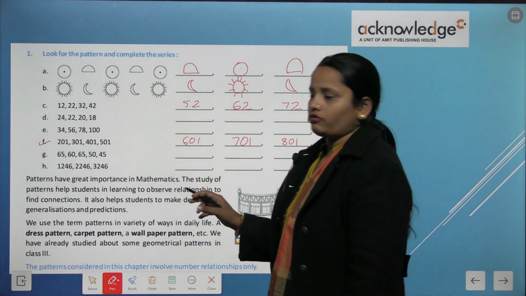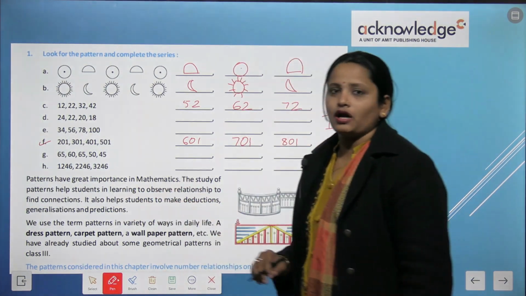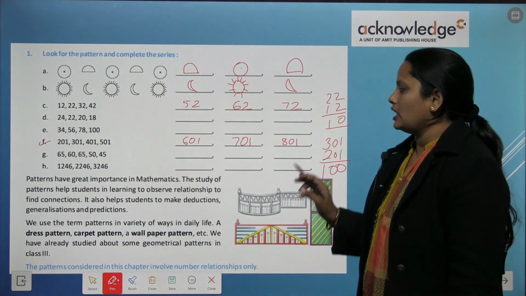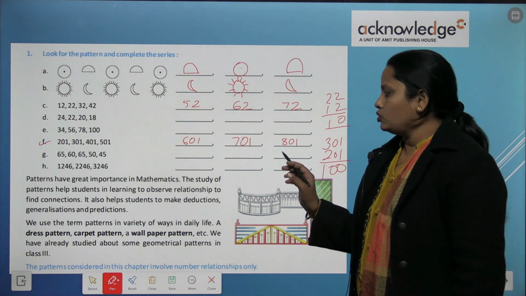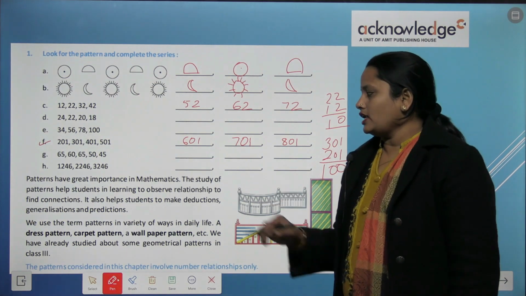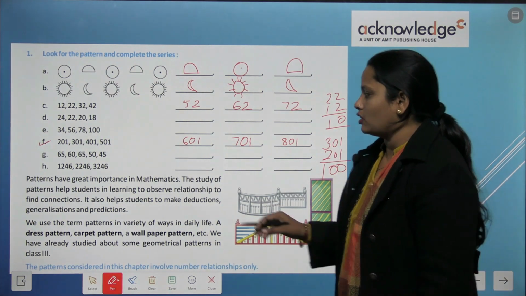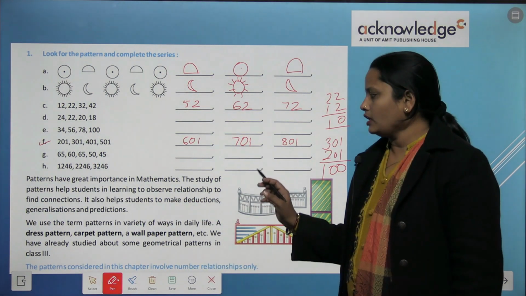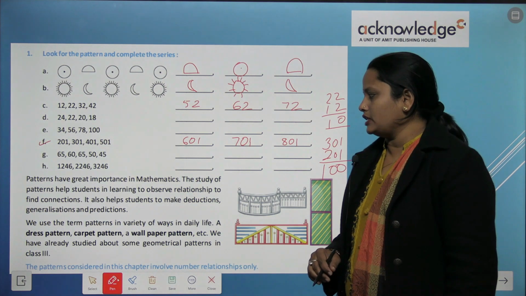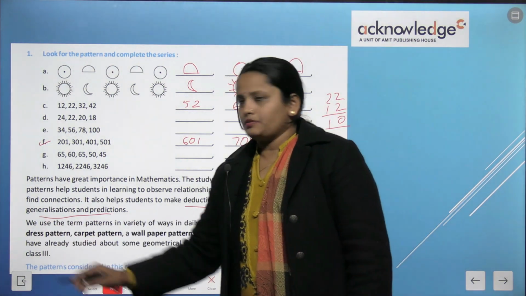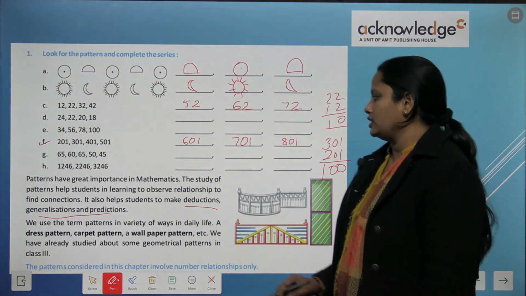Now patterns have great importance in mathematics. Mathematics में इसका काफी ज़्यादा importance है. And the study of pattern helps students in learning to observe relationships and to find connections. So relationship को observe करने में और connection को find करने में उनकी बहुत ज़्यादा ज़रूरत होती है. It also helps students to make deduction, generalization and prediction. Students ये सारी चीजें भी इन patterns के through सीखते हैं.